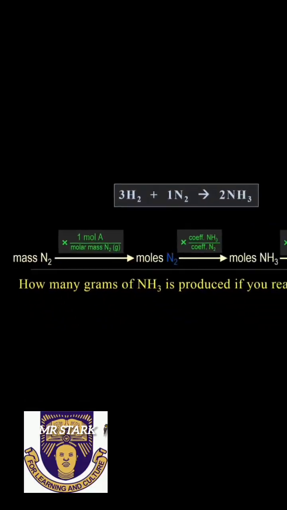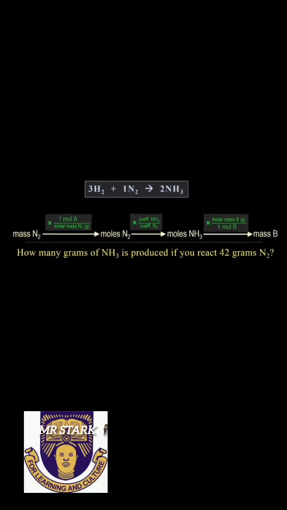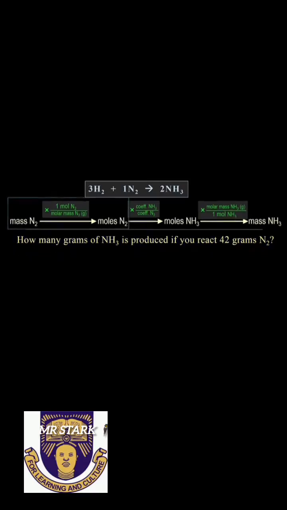Then moles of N2 to moles of NH3 using the coefficient ratio, and finally from moles of NH3 to mass of NH3 using the molar mass of NH3 from the periodic table, which is 17 grams of NH3 in 1 mole of NH3. The amount of nitrogen given is 42 grams, so we multiply that by 1 mole of nitrogen per 28 grams of nitrogen. This calculation gives us 1.5 moles of N2.